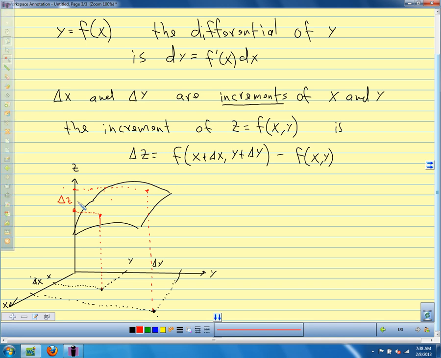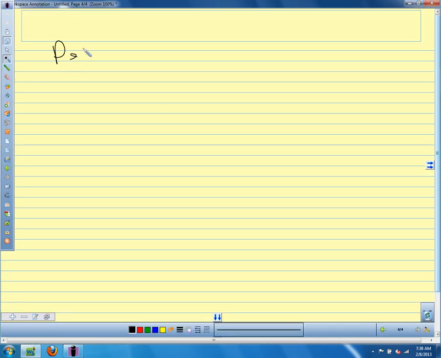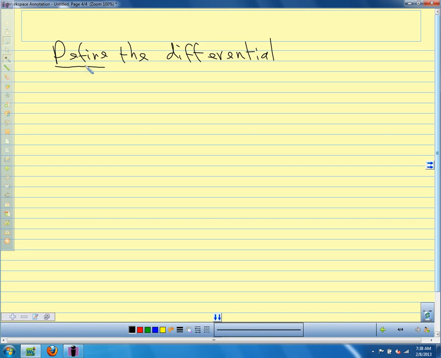So using this idea, we're going to define the differential. This is our starting point here. What we're trying to do is get a way to get this approximation for delta z without having to evaluate the function at the different points. So we want an approximation. So we're going to define our differential, dz, as the change in height of the tangent plane.